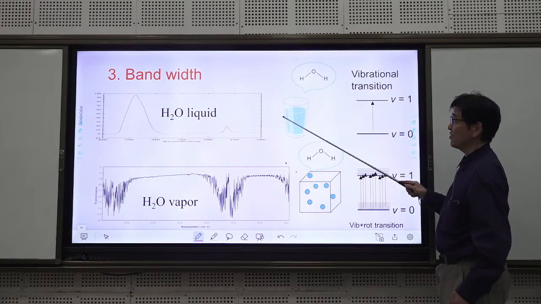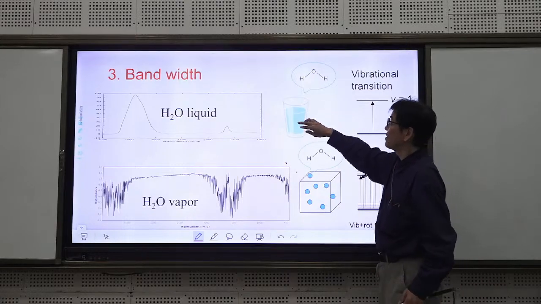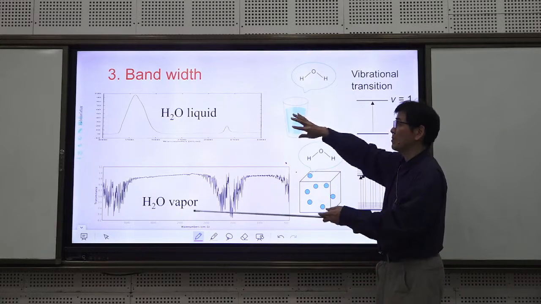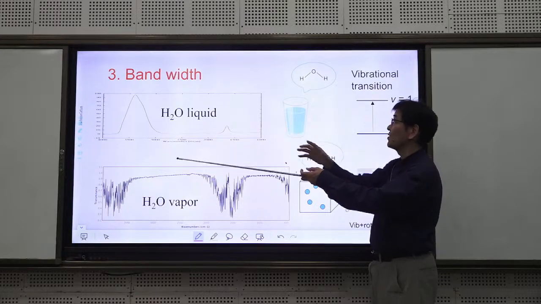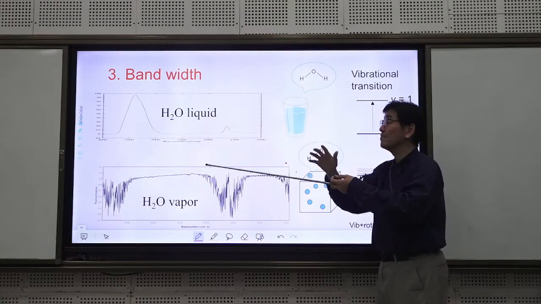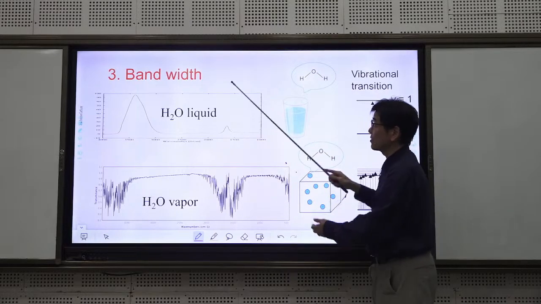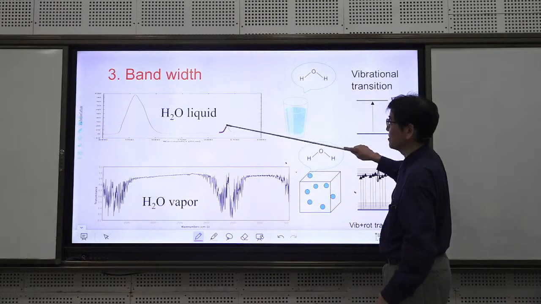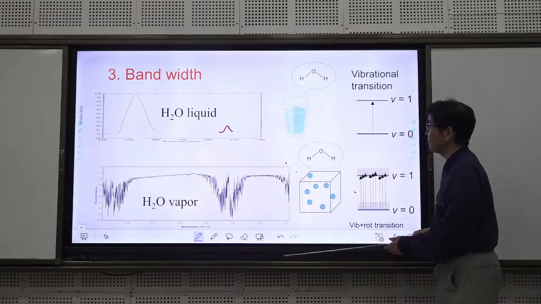But in the liquid phase, hydrogen bonding network prevents the molecule from rotating. So in the liquid phase, we cannot define the rotational level. So the envelope is seen.